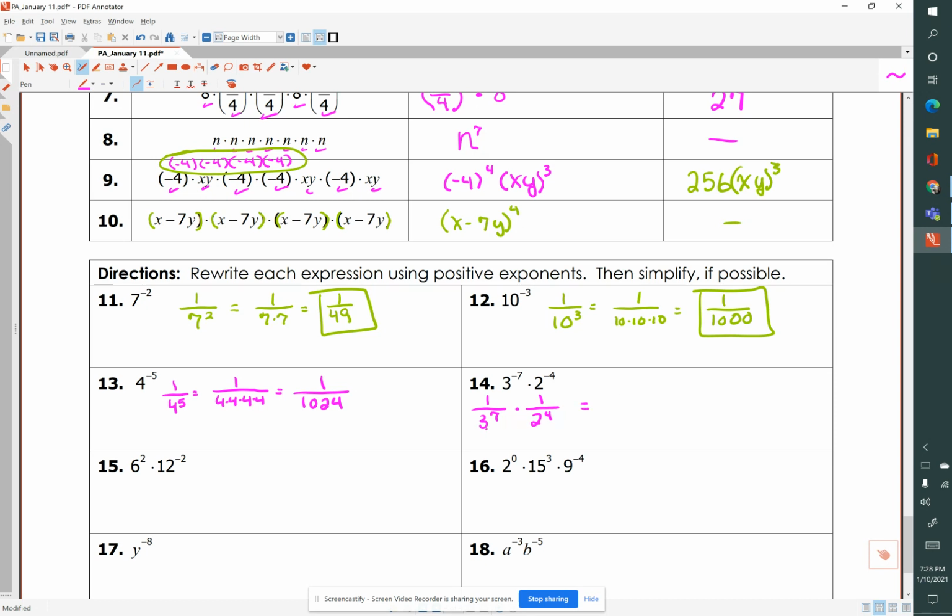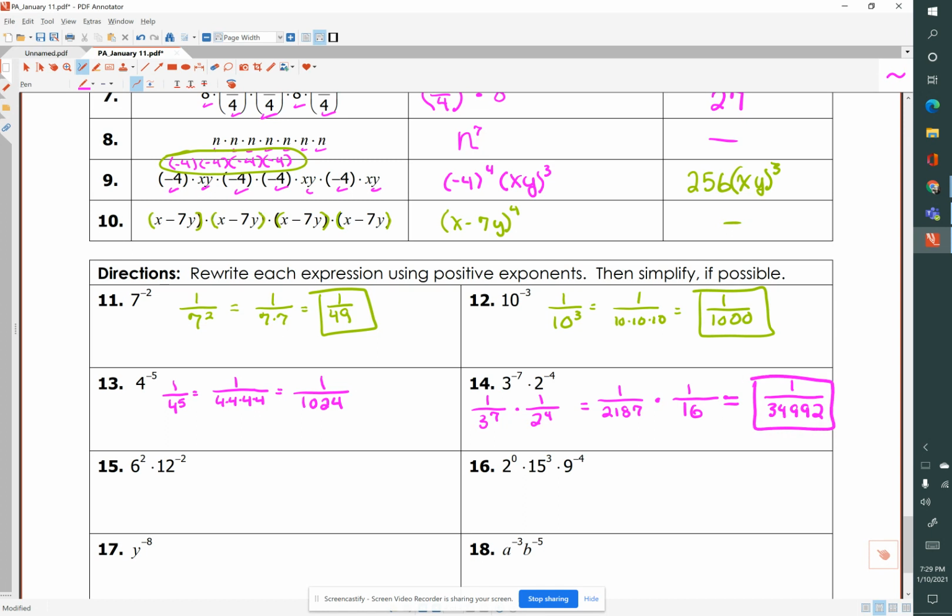And let's rewrite that. 3 times 3 times 3 times 3 times 3 times 3 times 3. 3 to the seventh power is, we'll put 1 in the numerator, and the denominator is 2,187. And 2 to the fourth is 2 times 2 times 2 times 2, or 16. And if we multiply those together, we have 1 over 34,992. And you would definitely need a calculator to compute that.